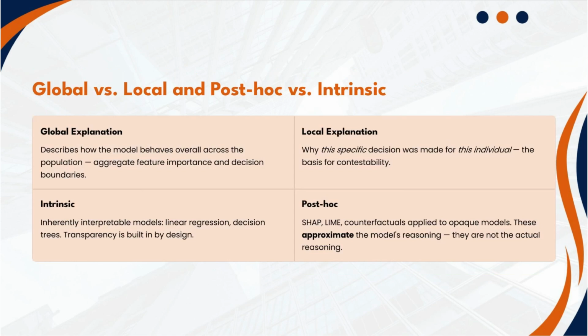This is slightly technical, but it protects you from being fooled, so it's worth it. First distinction, global versus local. A global explanation tells you how the model behaves overall, which features matter across all decisions. A local explanation tells you why this one decision came out this way, and they can disagree. Globally, income might be the biggest driver, but for this particular person, something else flipped the decision.